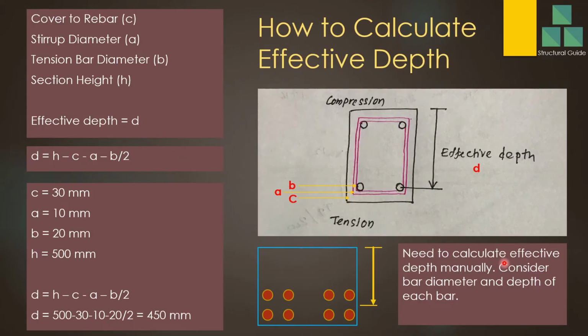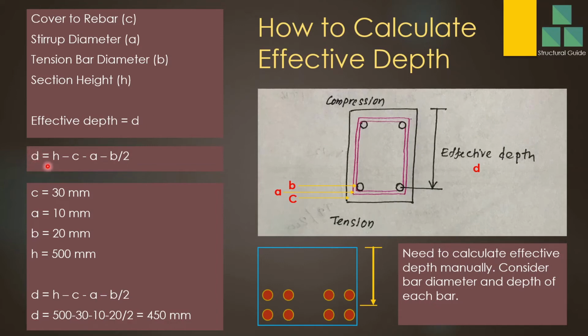How to calculate? Let me introduce some parameters you need when calculating the effective depth. This is the depth we call effective depth. That's what we are going to find. Now, this height, from the concrete surface to the stirrup, is called the cover to the reinforcement. A is called the stirrup diameter. B is called the reinforcement bar diameter. This point to this point is the beam height. This is called H.